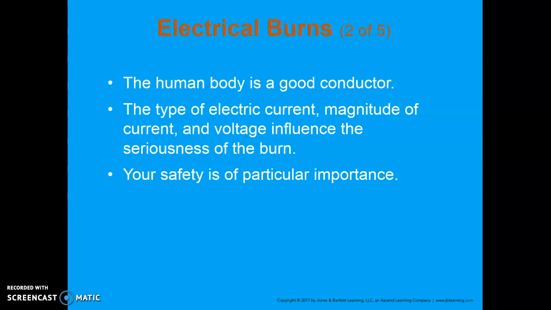The type of current, magnitude of the current, and voltage are all going to have an effect on how bad the burn is. It is completely irrelevant until we ensure our safety first. If we end up touching a patient that's touching a power line, because the body's a good conductor, now all of a sudden we're down two. You can be fatally injured by touching that patient. So just don't do it.